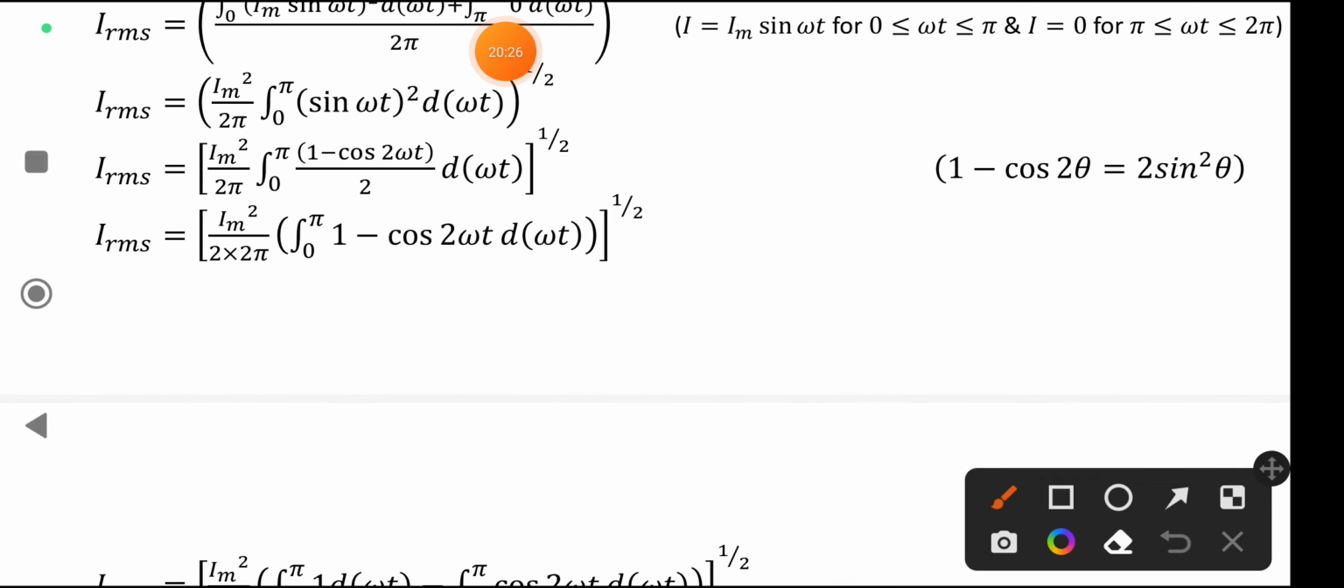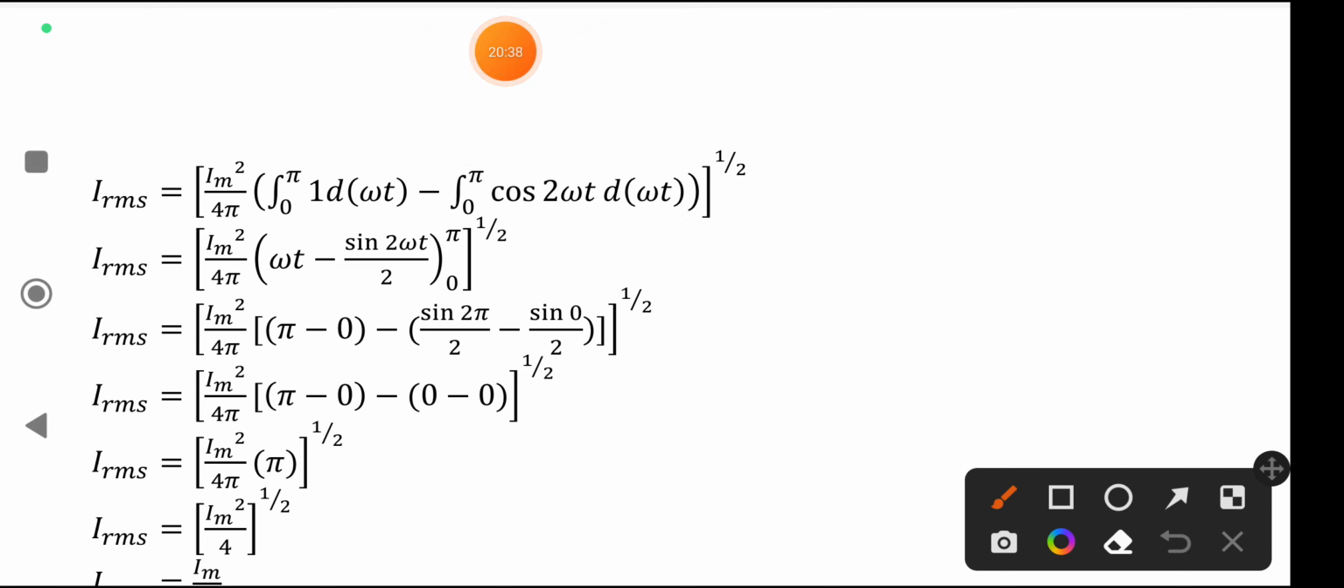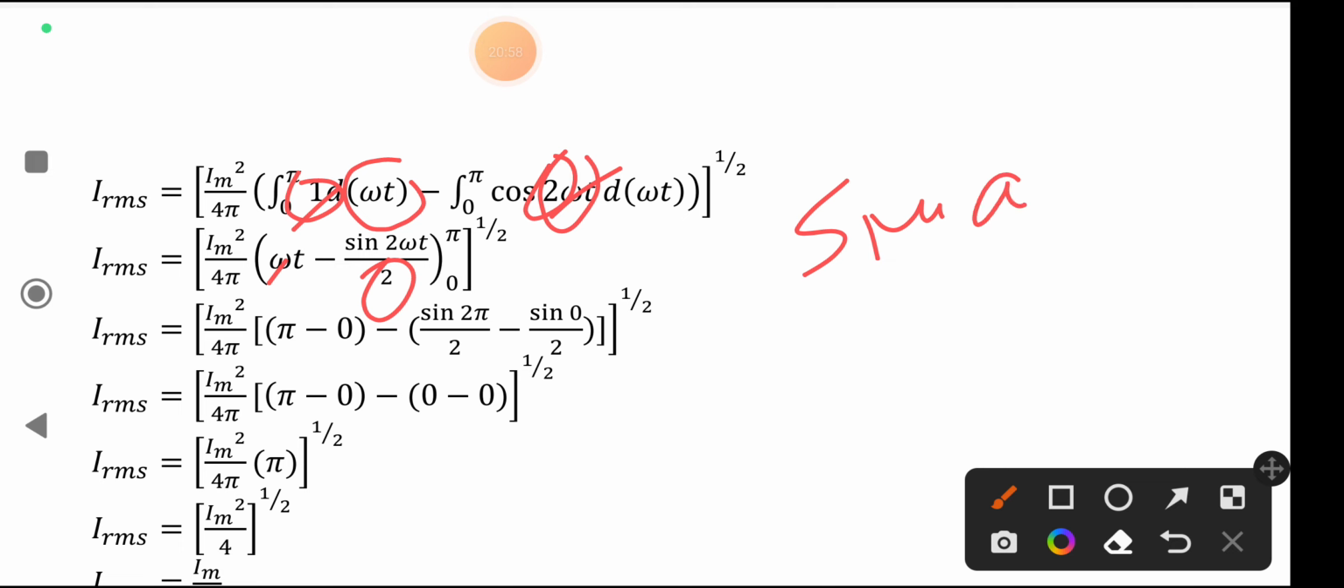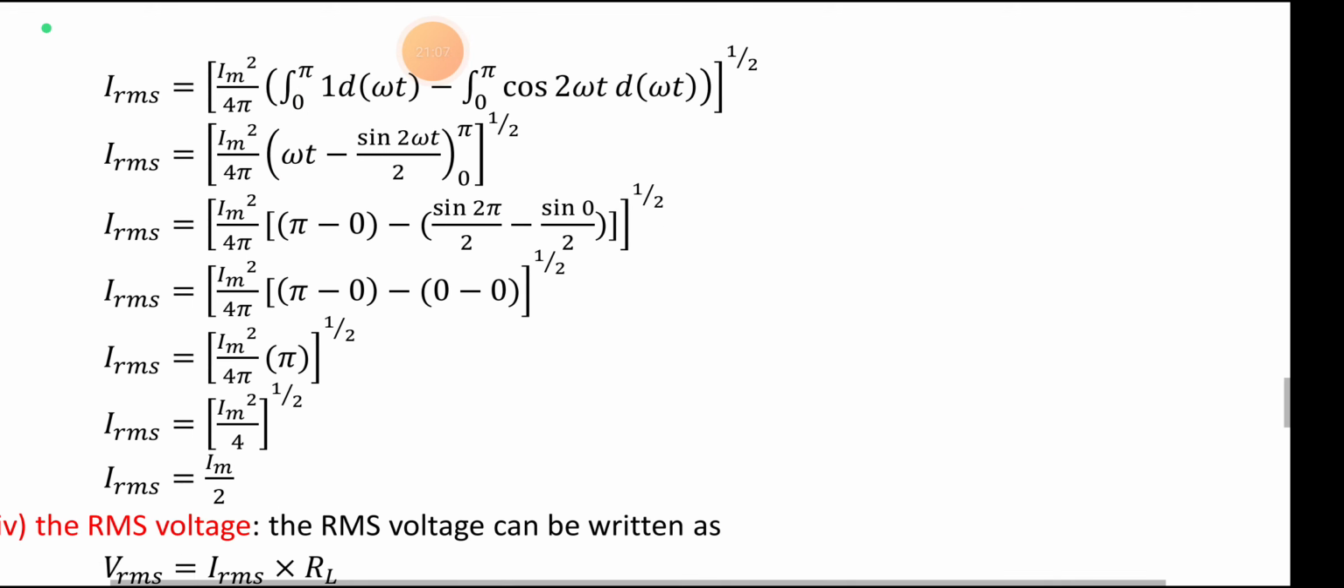Now write the 2 outside, then it becomes 1 minus cos 2 omega t d omega t. Now apply integration inside. The integration of 1 is omega t, because we are integrating with respect to omega t. And for cos 2 omega t, the integration of cos is sine, but because of the 2 we have to divide by 2. The formula is that the integration of cos ax is sin ax by a.